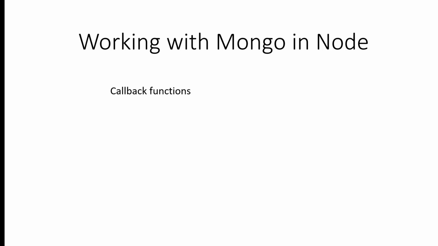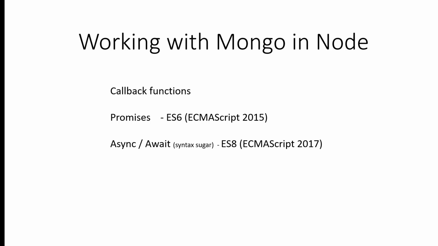The first is using callback functions, and the second is using promises. Promises is something new that's been added in ES6, so as of ECMAScript 2015. Later, we'll look at some syntax sugar for using promises in ES8, which is called Async-Await.